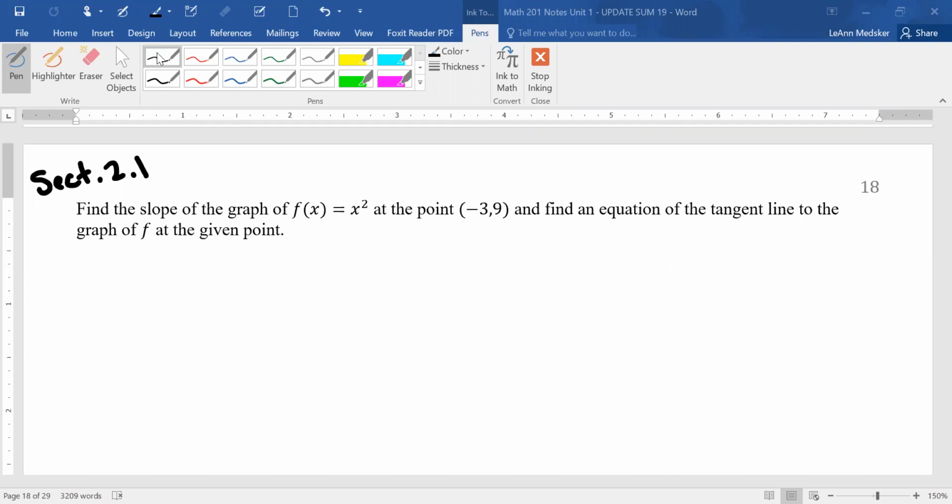All right, this is the section 2.1 notes. We had two other examples that we didn't get to in class that I want to make sure I include on the video because we will be starting in section 2.2 next time. So there's this example right here.